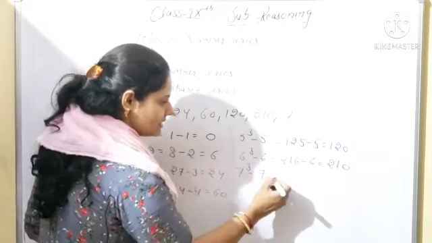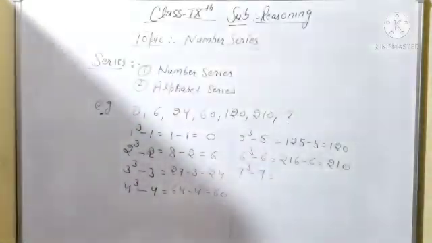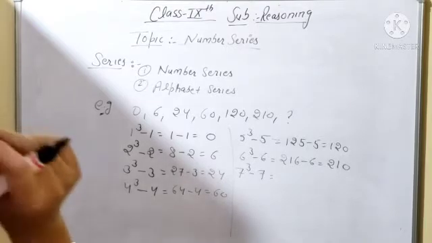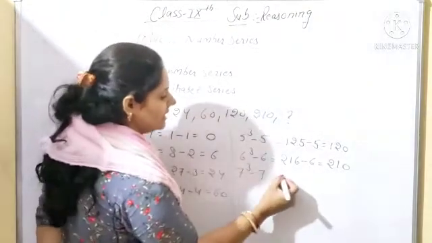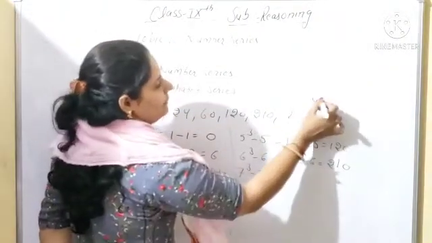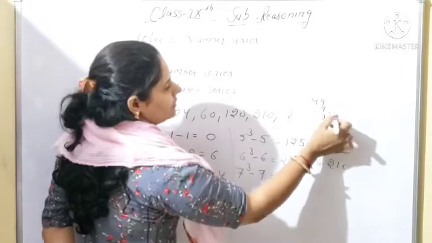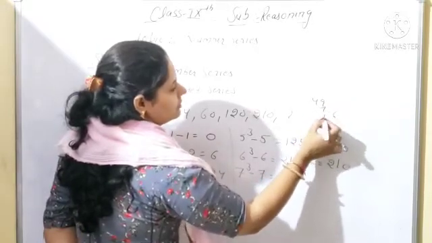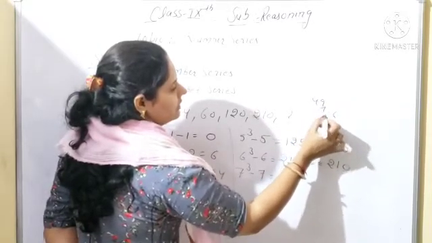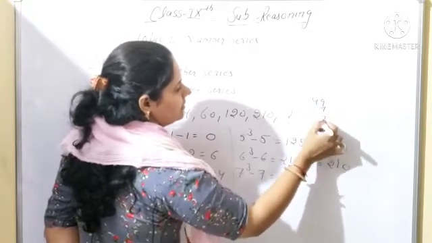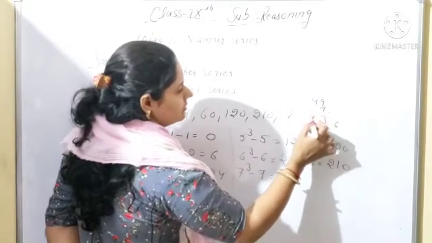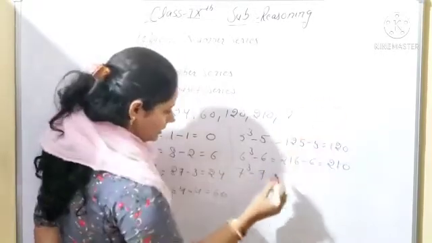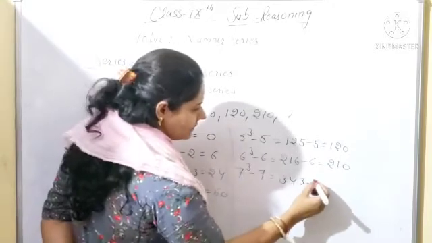7 cube minus 7. Next number will be 7 cube minus 7. So what will be the 7 cube? 7 cube you can say 7 multiply 7 multiply 7. And when you multiply 7 three times, you will get 49 multiply 7, 7 9 63, 343. So it will be 343 minus 7.